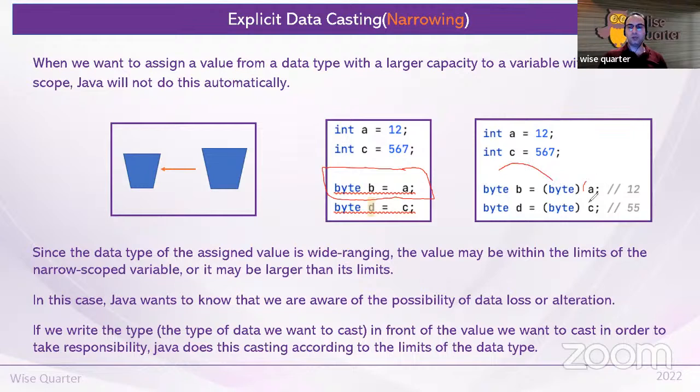Here I'm trying to change a to byte, so I should write byte just before it, between normal brackets. It means, hey Java, I know you do not do it, but don't worry. I'm here and I know what I'm doing. Just do the casting. Trust me. When you write it here, it means that.